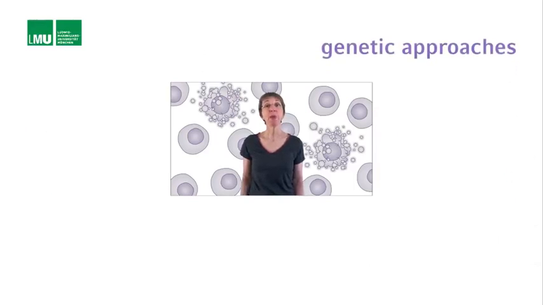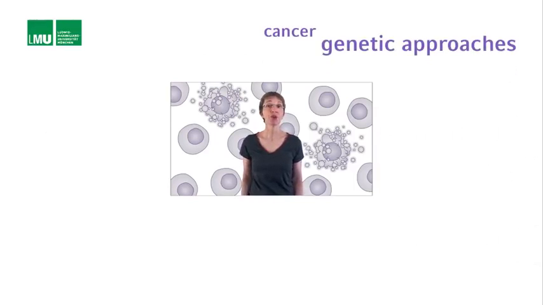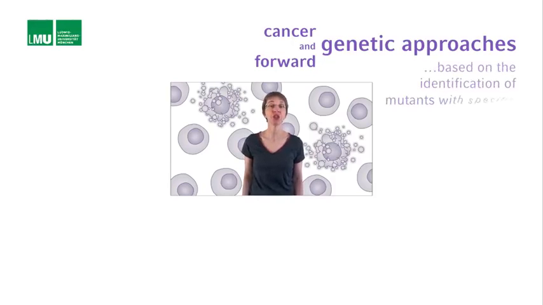So far, we have mainly talked about genetic approaches. The cancer genetic approach, using follicular lymphoma as a model that led to the identification of BCL2, and the forward genetic approach, using C. elegans as a model that led to the identification of AGO1, Z9, Z4, and Z3. Remember, these classical genetic approaches are based on the identification of mutants with specific phenotypes which are caused by changes in the DNA, by mutations.